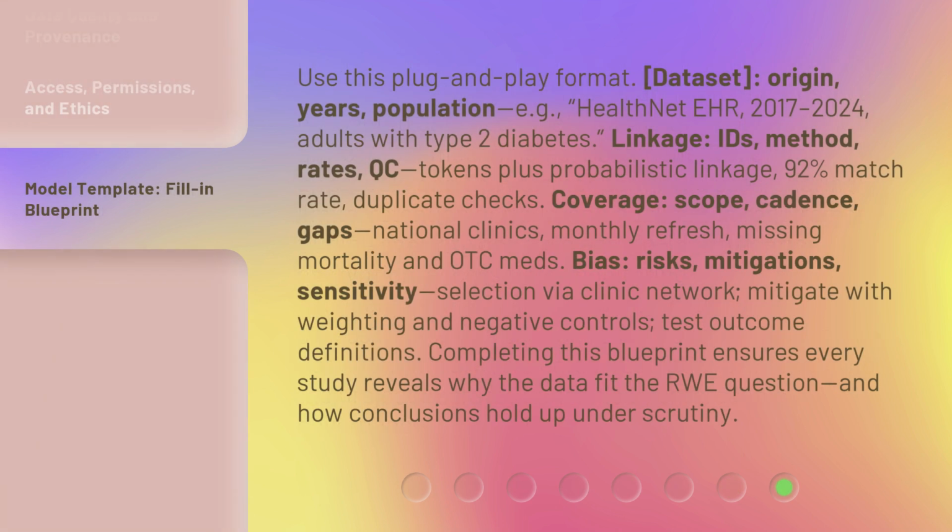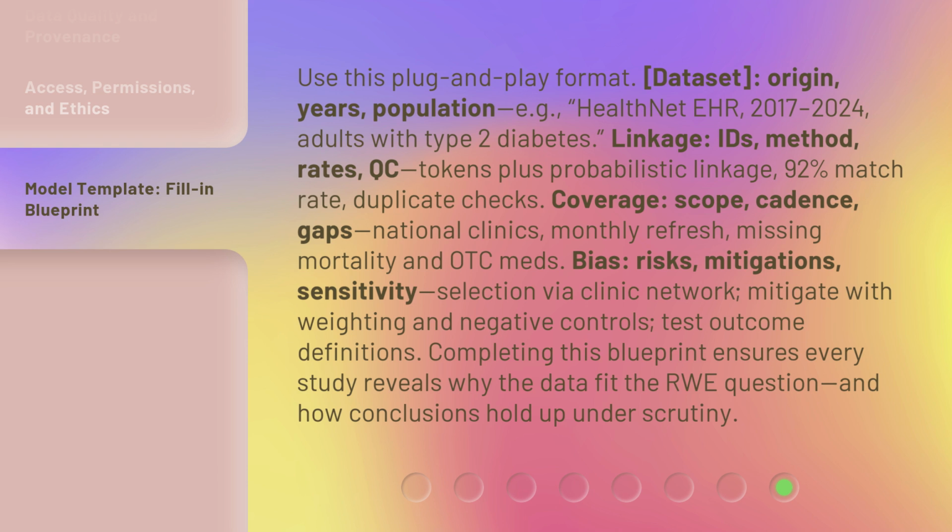Use this plug-and-play format. Dataset, origin, years, population, e.g., HealthNet EHR, 2017 to 2024, adults with type 2 diabetes. Linkage, IDs, method, rates, QC: tokens, plus probabilistic linkage, 92% match rate, duplicate checks. Coverage, scope, cadence, gaps: national clinics, monthly refresh, missing mortality, and OTC meds.